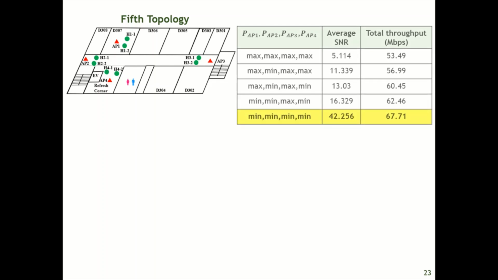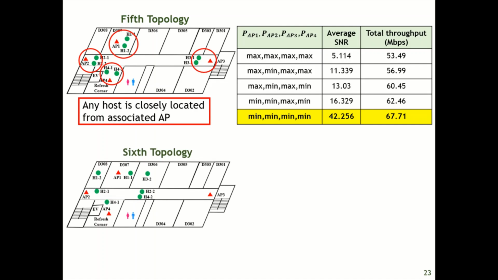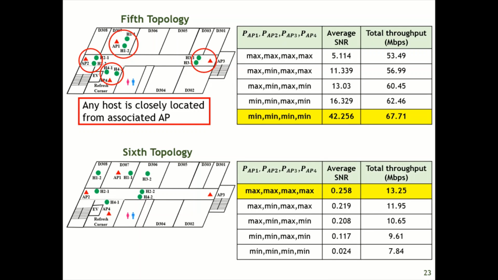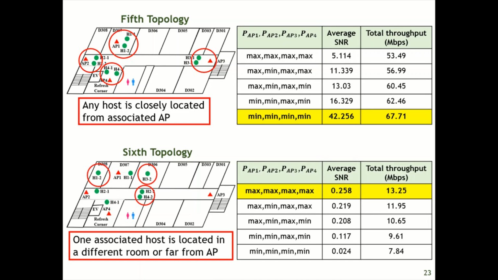And then we also evaluate with two hosts associated with one AP. Again, the method can select the best power for all APs. Then for the sixth topology, the best power for this topology is maximum because one associated host is located in a different room or far from the AP.